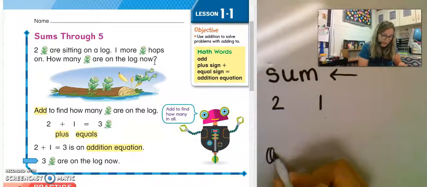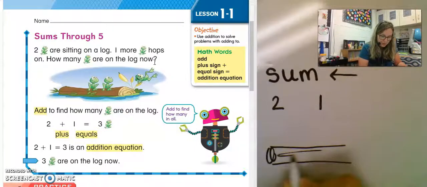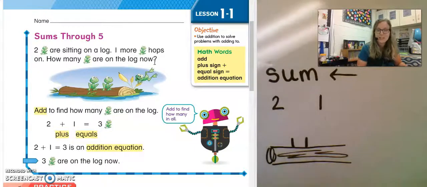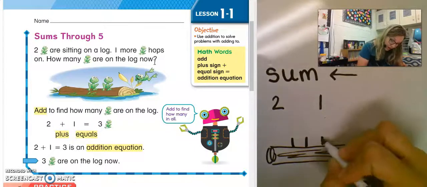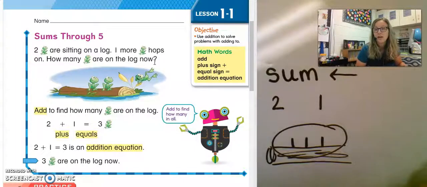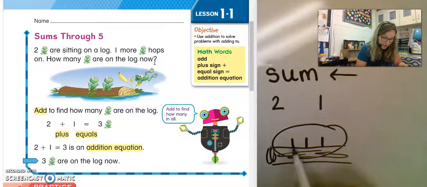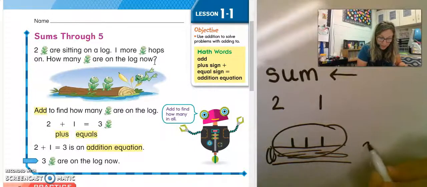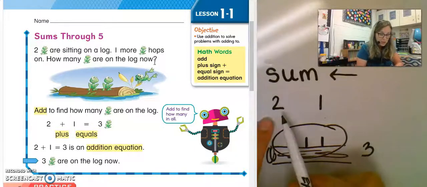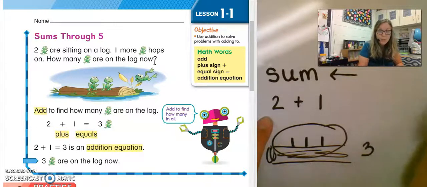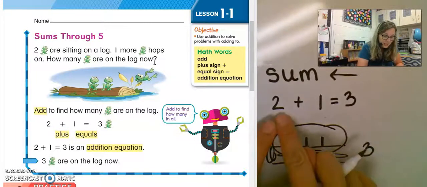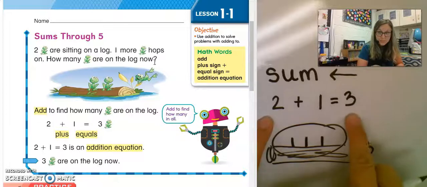So I have my log here, okay? Don't mind my drawing, they're not going to be perfect. And I have 1 frog, 2 frogs sitting on the log, and then another frog comes along and hops on. So now my question says, how many frogs are there now? Well, if I count them, there are 1, 2, 3 frogs on that log. A way to write that would be 2 frogs plus 1 more frog equals 3 frogs. So the sum of 2 plus 1 is 3.